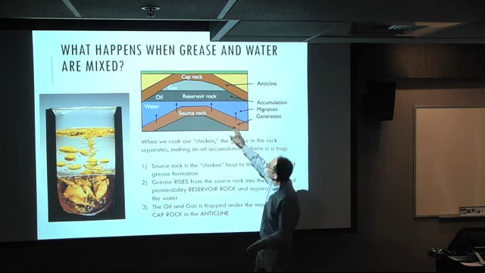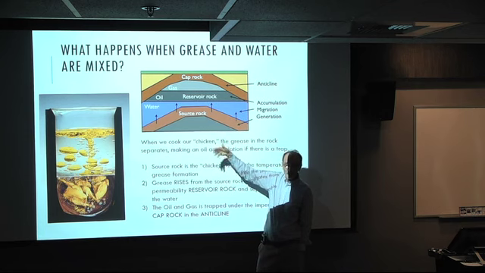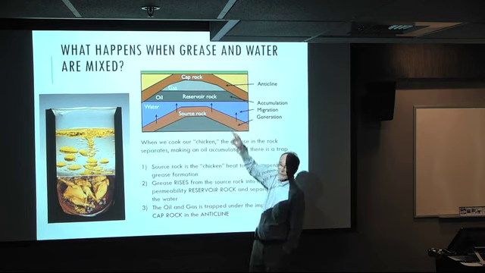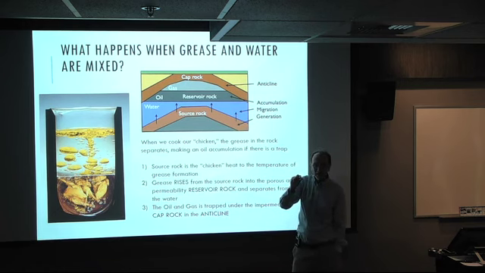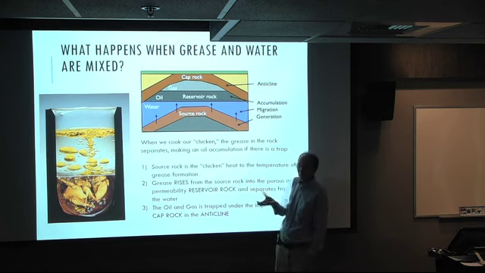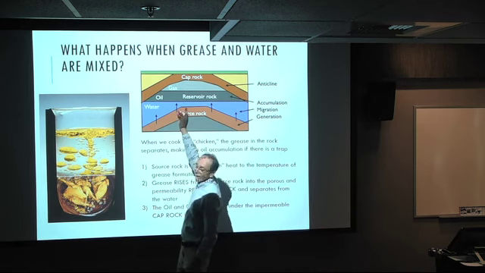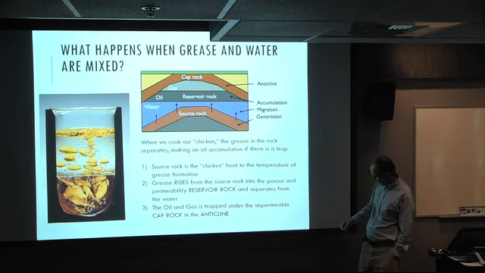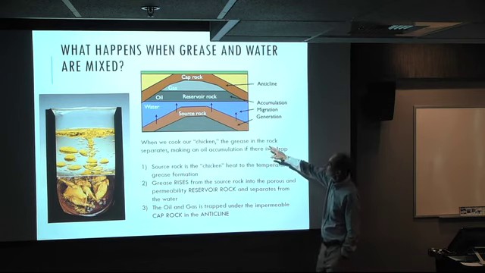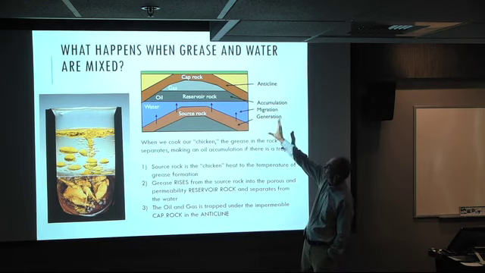So what happens is, here's our source rock, which is the Miocene anoxic mudstones formed by coastal upwelling. They're heated to that right temperature, which is the same as cooking your chicken to the right temperature. And then the oil's released, and it floats up until it's trapped. All right? So when we cook our chicken, the grease in the rock separates, making an oil accumulation if there's a trap. So you have to trap it somehow.